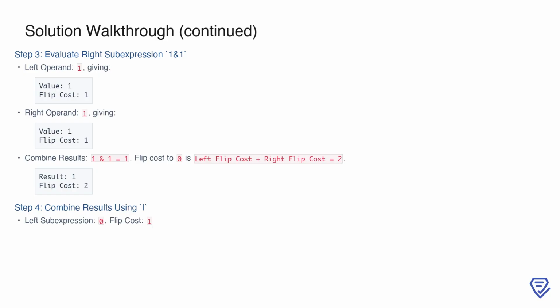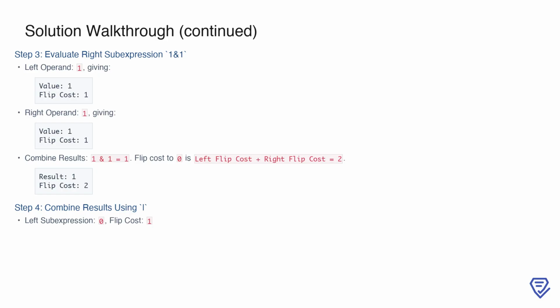For the left operand 1, the value is 1, and the flip cost to change it to 0 is 1. The same applies to the right operand 1, with a value of 1 and a flip cost of 1. Combining these results with the AND operator, 1 AND 1 gives a result of 1. To flip this result to 0, we need to flip both operands, resulting in a total flip cost of 1 plus 1, which equals 2.